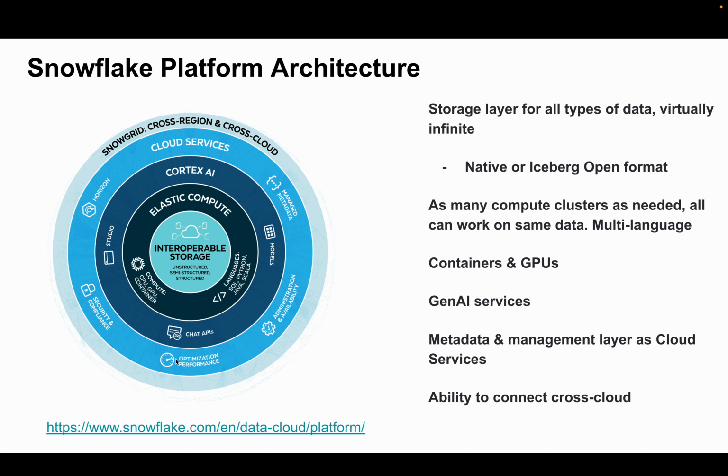The outermost layer you see here is SnowGrid. This is essentially required to connect Snowflake across different regions of the globe. So we might have a Snowflake instance in Amazon sitting in India. We might have a Snowflake instance in Azure sitting in US, and then these can be connected to collaborate on data and applications. So this cross-region and cross-cloud connectivity is known as SnowGrid.